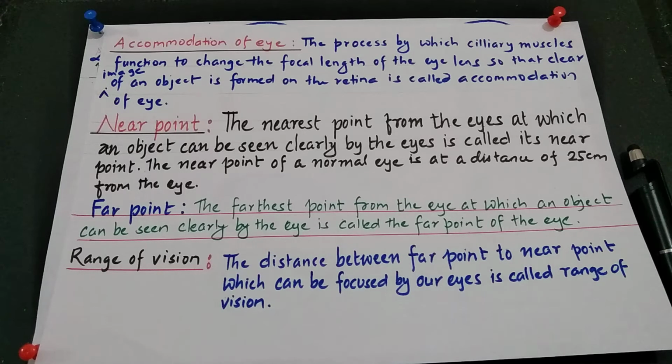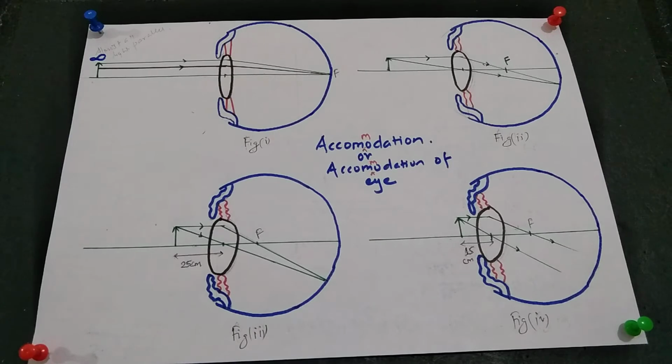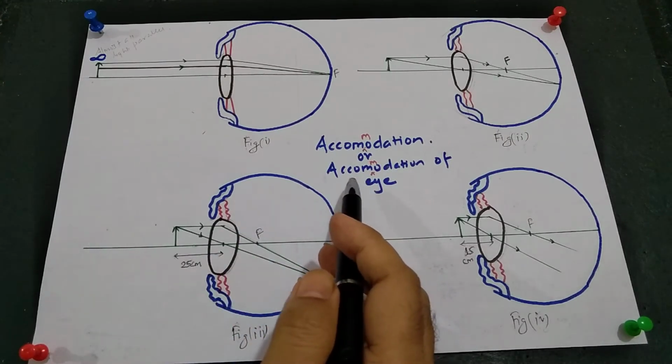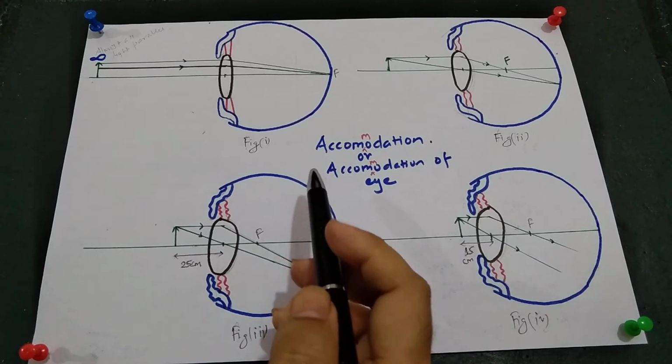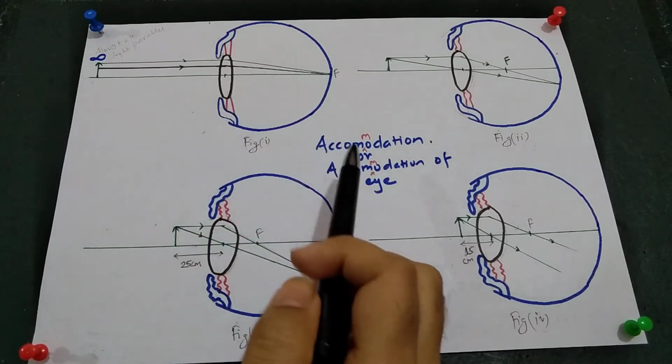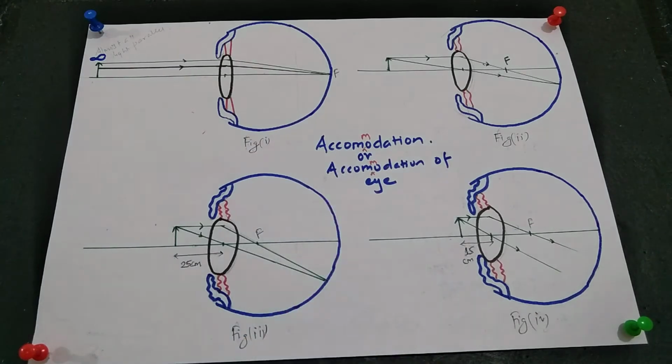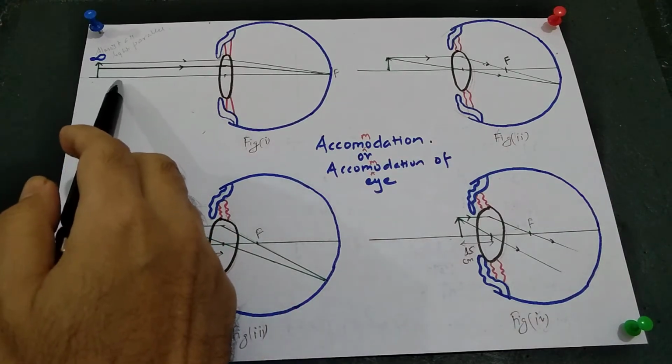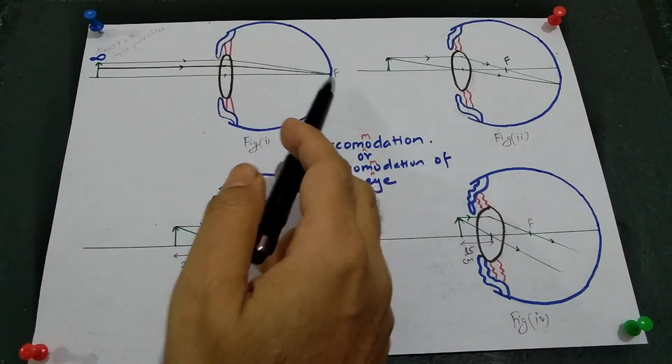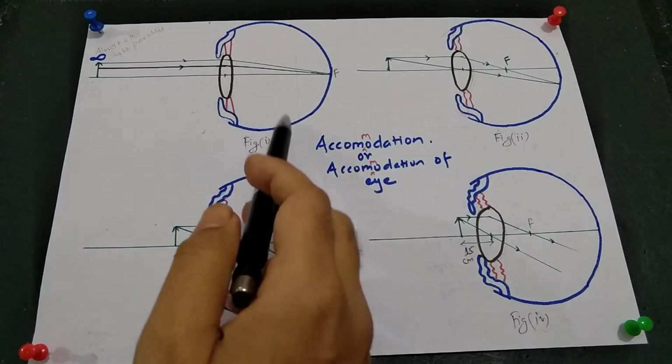Today, our agenda is to discuss accommodation of the eye, near point, far point, and range of vision. Let's understand the science behind the accommodation of the human eye. Accommodation simply refers to adjustment of the focal length of the eye lens to form a clear image of an object at its retina. Now let's understand some basics of the human eye.